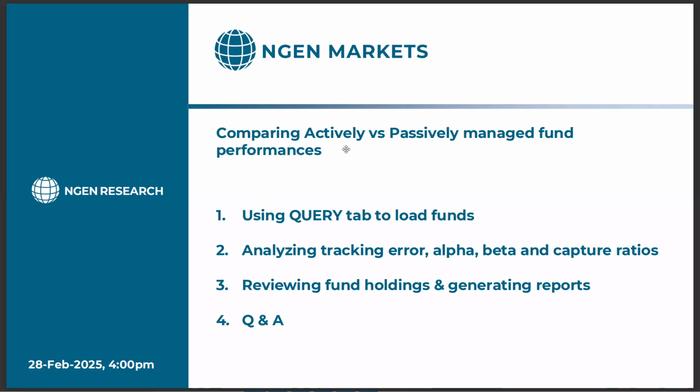Next, we would be looking at certain relative returns parameters, which include tracking error, alpha, beta, and capture ratios. Next, we would be looking at the holding analysis of these funds that we have shortlisted, and then we would be looking at various reports that you could generate from the platform. Once the webinar is complete, the quorum would be open for a Q&A session. So let us begin.